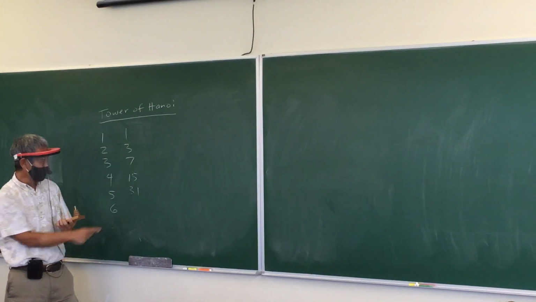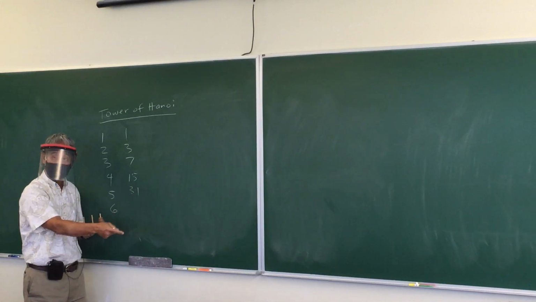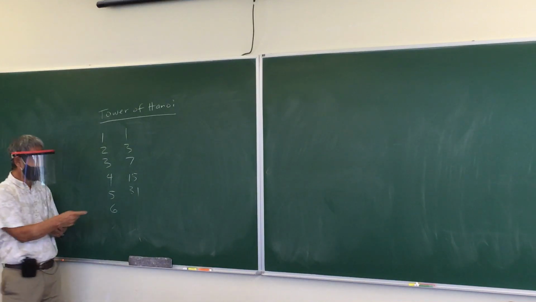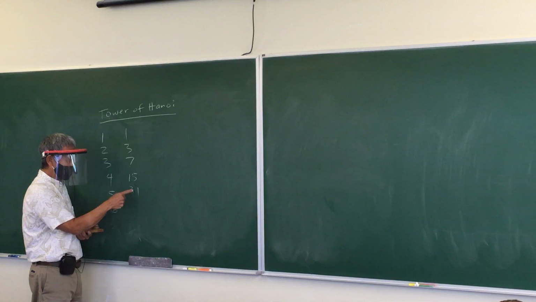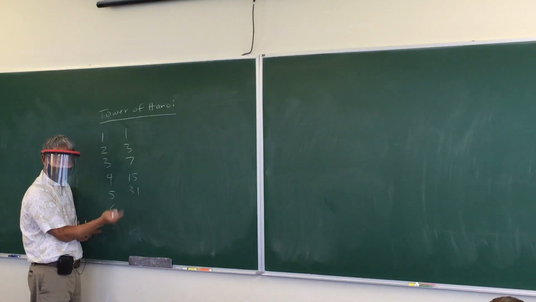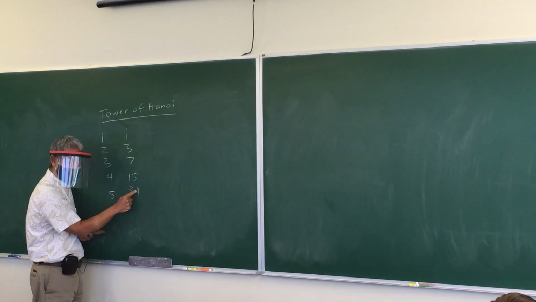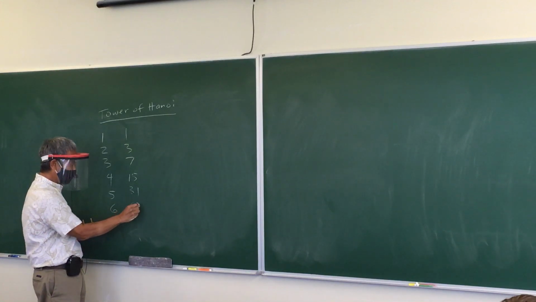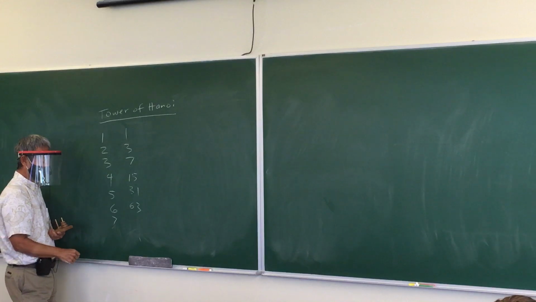Hey, Mr. Park, isn't that just doubling it and then adding 1 then? Yeah, that's the pattern we were looking for. To get any term, you just take the previous term. See how it's recursive? You look at the previous term, you double that, and then you add 1. So you get 63. So what would it be for 7 disks?